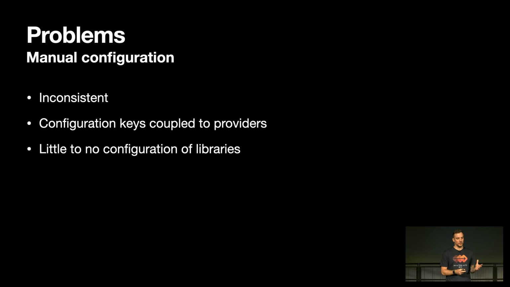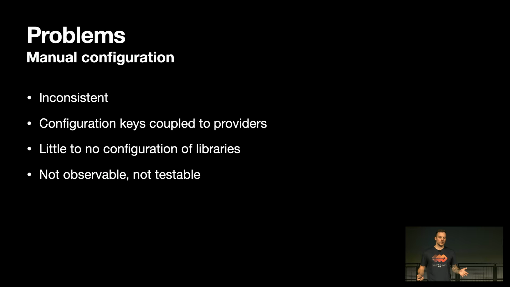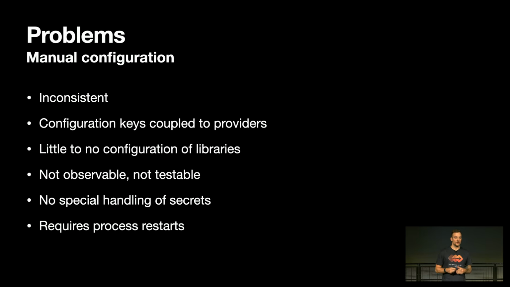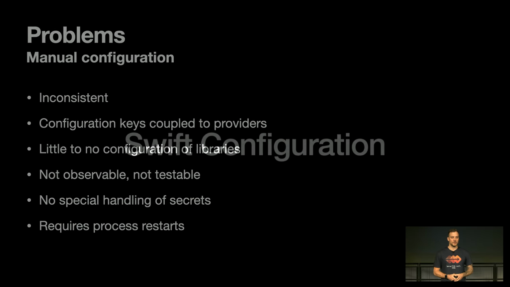And partly because of this coupling, external configuration is mostly a feature we see in applications, but not nearly as much in libraries. But in our server app, all of the configuration values are being forwarded to libraries, to SwiftLog, Vapor, and Postgres. So to simplify configuration of server apps, we really have to simplify configuration of server libraries. This approach is also not observable. It's not testable. It doesn't handle secrets with care. And it requires restarting our server just to pick up new configuration. So these are the problems we set out to solve with Swift configuration.